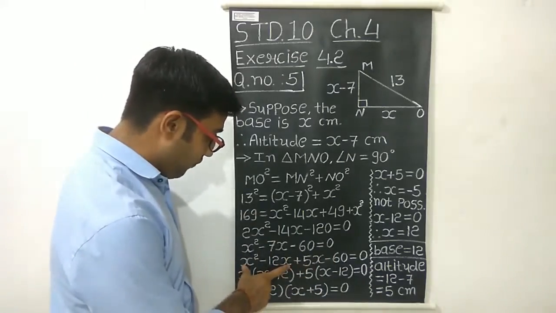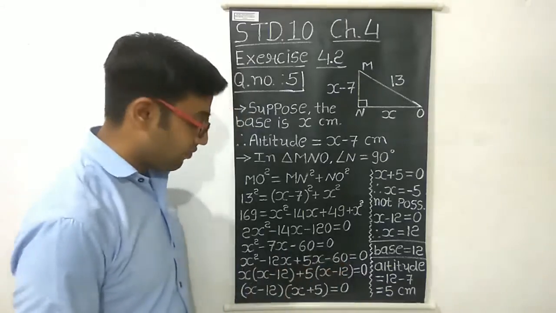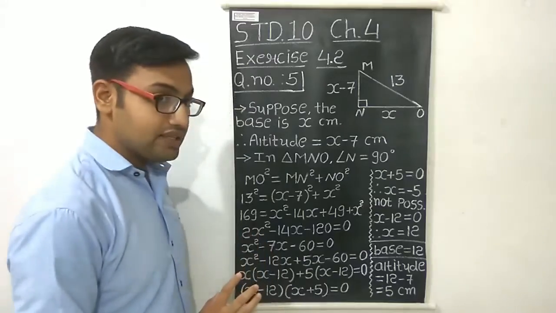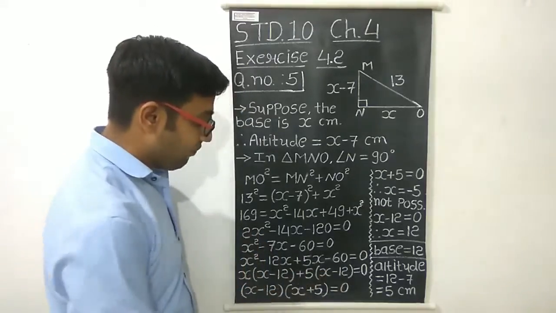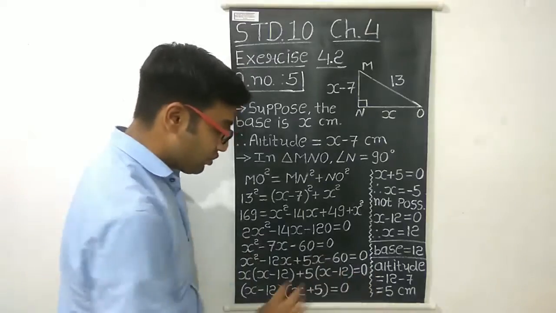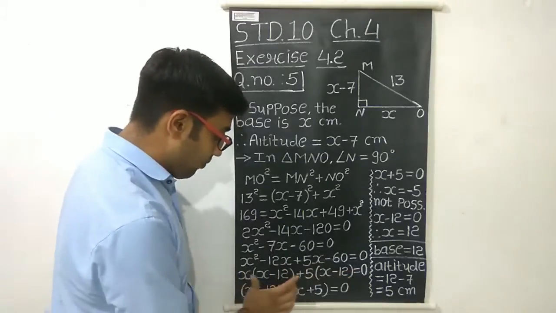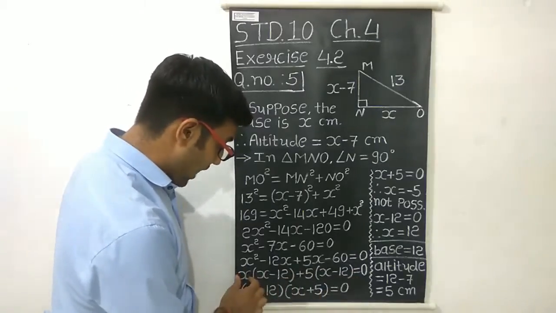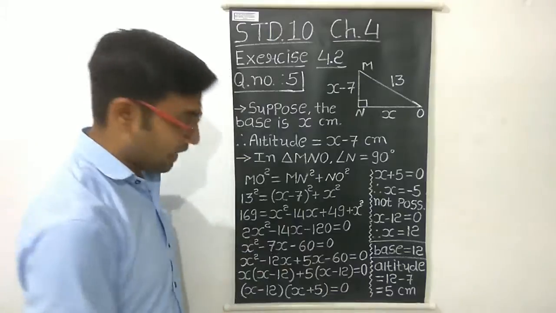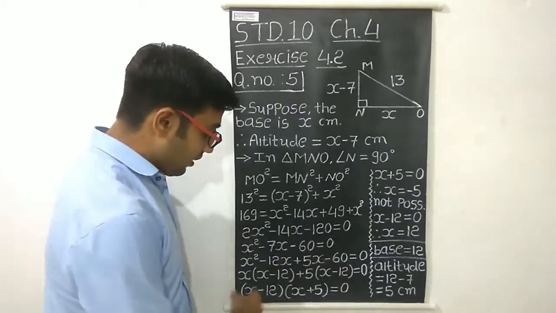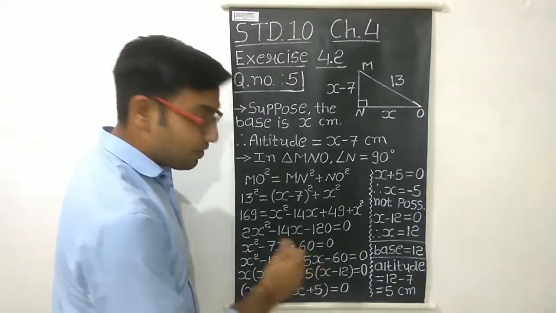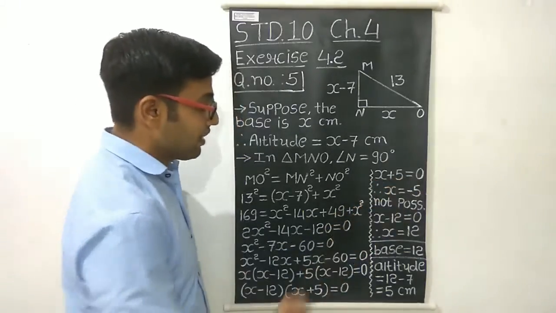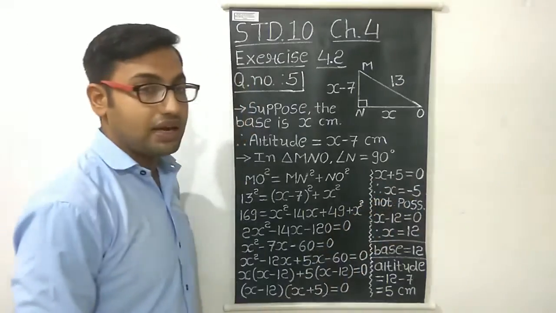By making pairs of the first and second term and the third and fourth term, what do we get? Taking x common, x minus 12 remains in the bracket. 5 is common here, so x minus 12 remains in the bracket, equals 0. Again x minus 12 is common from both terms, so take it common. What remains is x plus 5 in another bracket, equal to 0. Now we compare each bracket with 0. First, x plus 5 equals 0, so the value of x we get is minus 5.